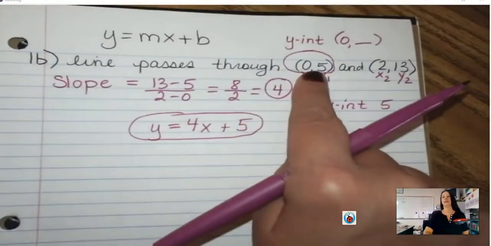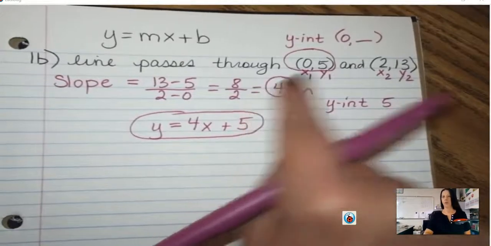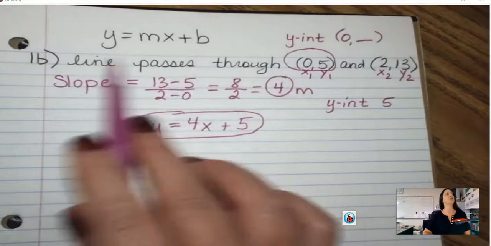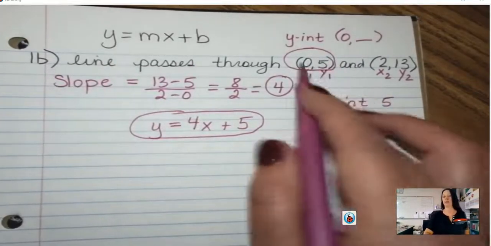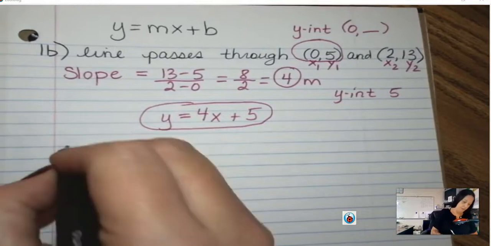If they did not give you the y-intercept, you would have used the slope and one of the points and done point slope form and then converted that into slope-intercept form. But sometimes you'll luck out and they'll just give you one of the points will be the y-intercept. Okay, now you're going to do one on your own, or you can actually work in your groups.